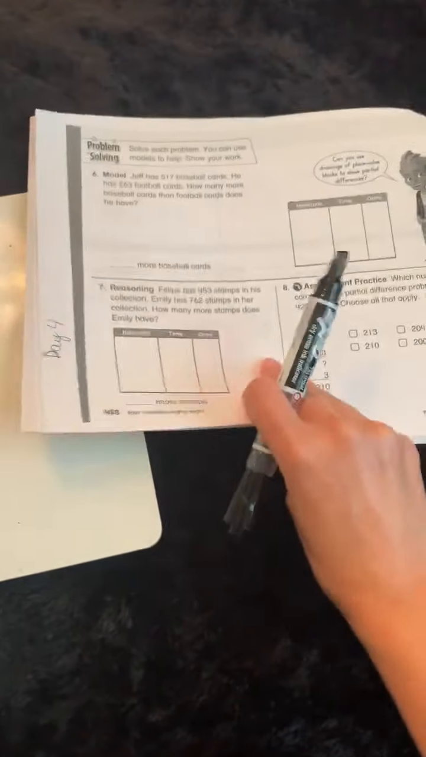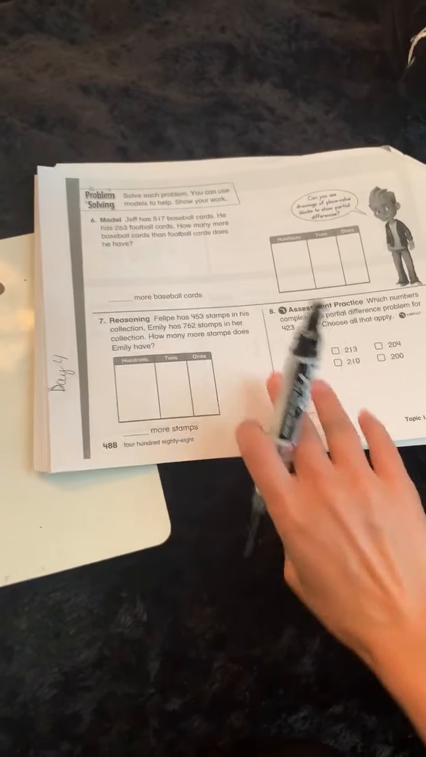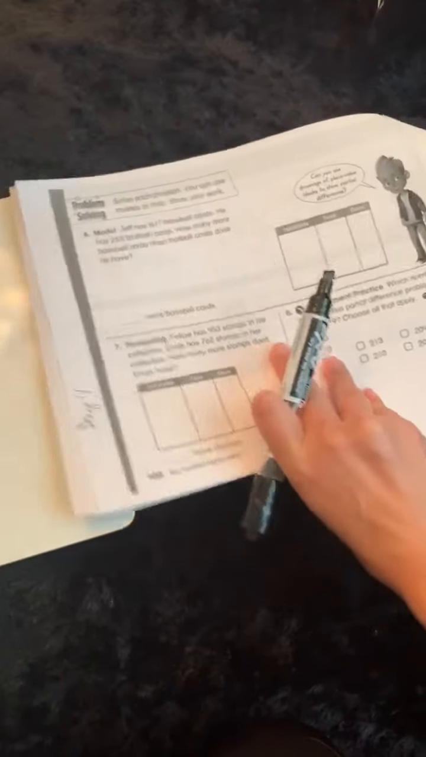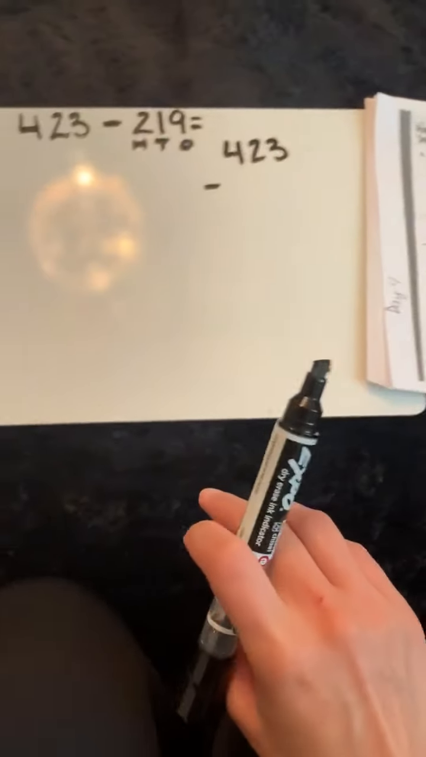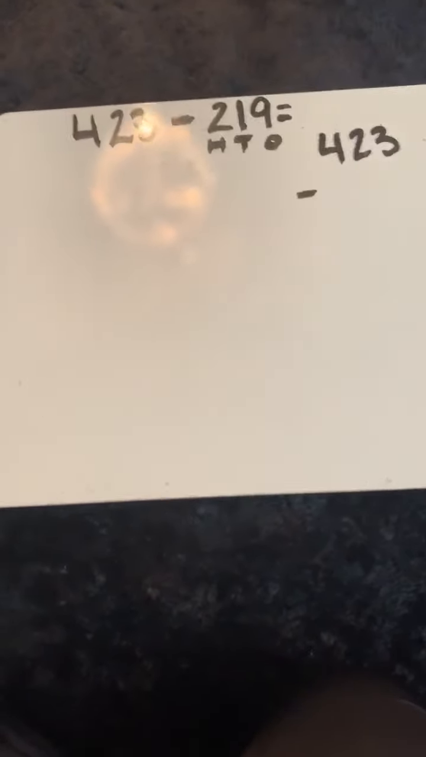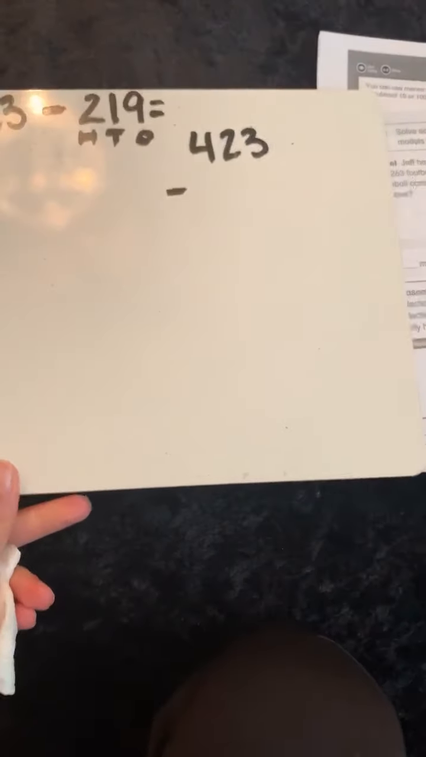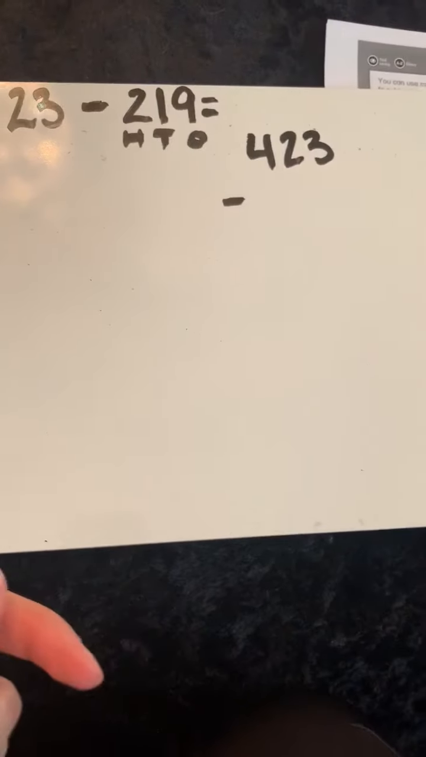I am going to be doing a problem from page 488. I'm going to be using one of those subtraction problems. I'm going to do it a little bit differently, what's easier for me. Partial differences is one of my favorite strategies because what you do is you're decomposing. You are breaking down a number to make it easier for you to subtract instead of doing it all at one time. So I'm going to start with 423, the greater number.